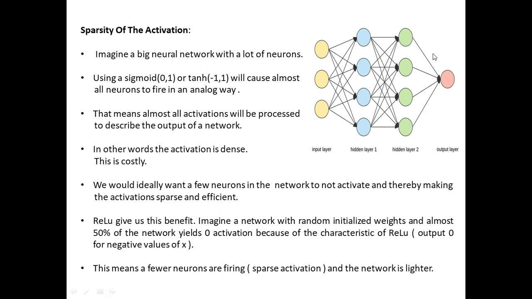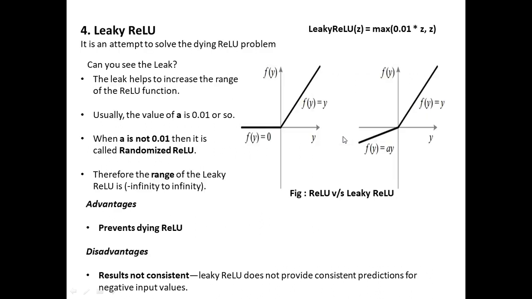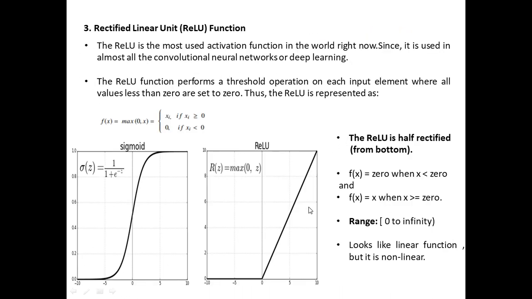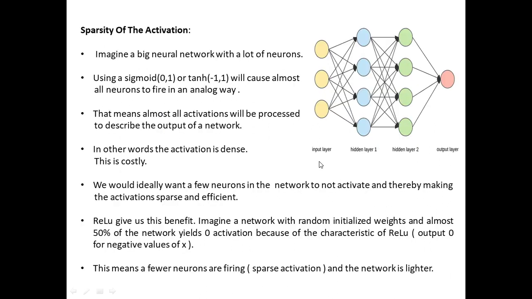But ideally we want only a few neurons in the network to activate, thereby making the activation sparse and efficient. The real advantage of ReLU comes here: only part of the inputs will be activated. See here, only this part is going to be activated, and this part of the inputs is not activated. So only a limited number of activation functions are processed. This is called sparse activation, or sparsity of the activation.